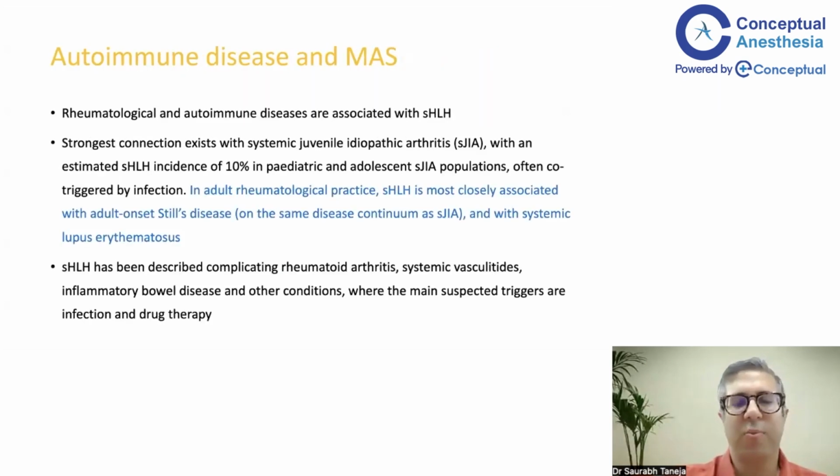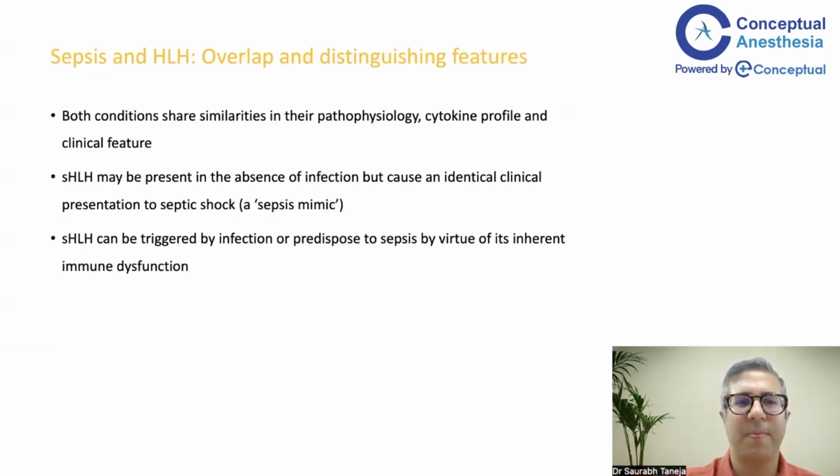Then, as I told you previously, it was called macrophage activation, and this was more commonly related to autoimmune or rheumatological diseases. There's a strong connection with systemic juvenile idiopathic arthritis, adult onset Still disease, and SLE. So these are the three common things in the autoimmune or rheumatological category which can lead to this macrophage activation syndrome, and nowadays it's called HLH.